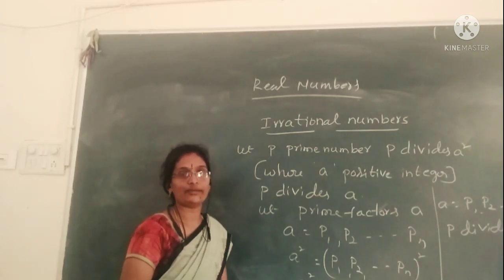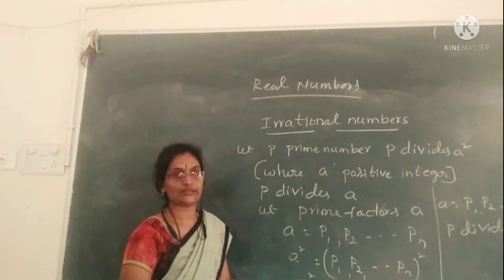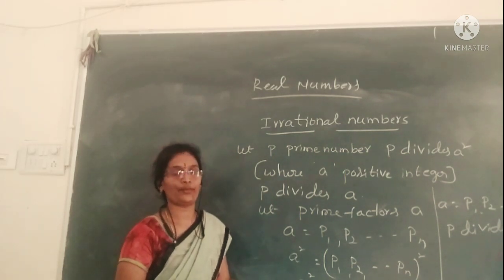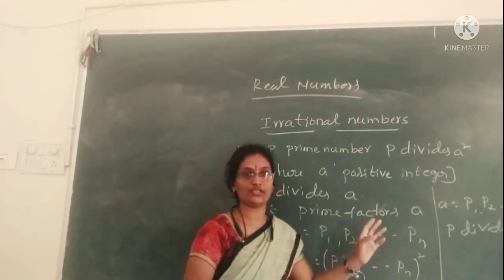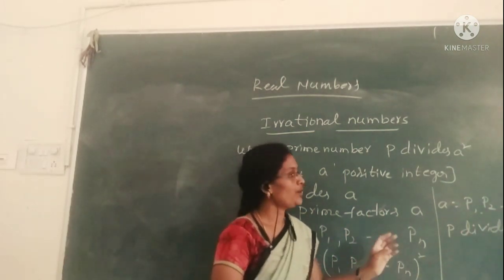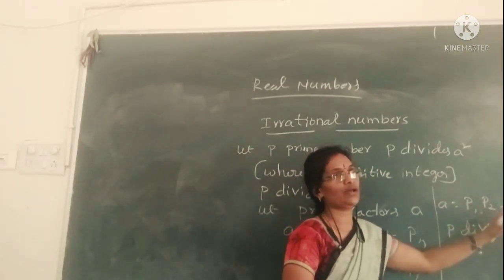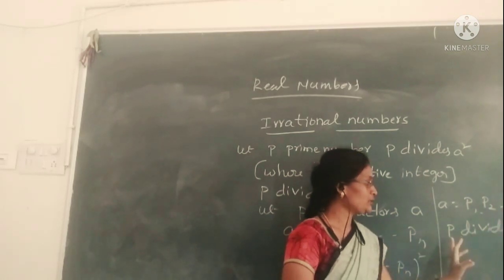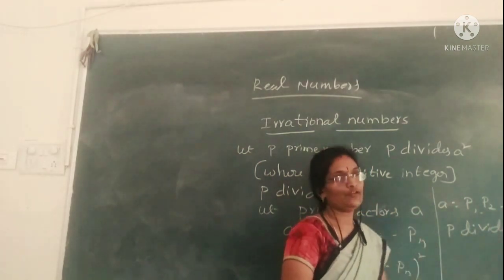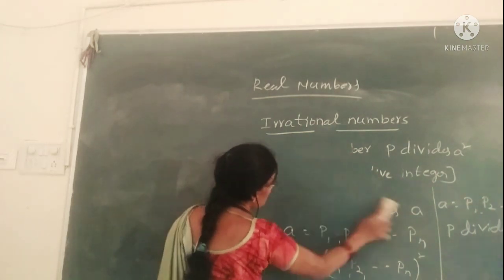What is the fundamental theorem of arithmetic? Every composite number can be expressed as a product of primes. So P is one of the prime factors of A squared, so P is one of P1, P2 and so on Pn. So A is equal to P1, P2 and so on Pn, and P divides A. Then we can use this statement to prove irrational numbers.